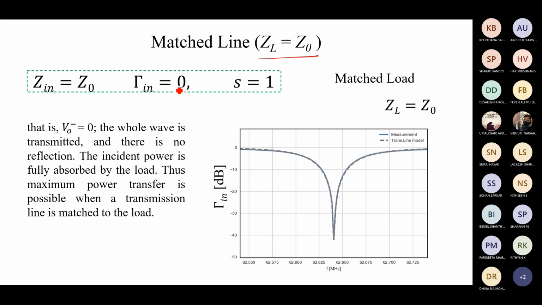The moment you put this, the input reflection coefficient will become 0, the load reflection coefficient will become 0, and this also will come to 1. So the interesting benefit is that the input reflection coefficient will become very, very low. This is actually given in dB scale. When you convert this, the value will come to 10 power minus 8. So this is approximately equal to 0.